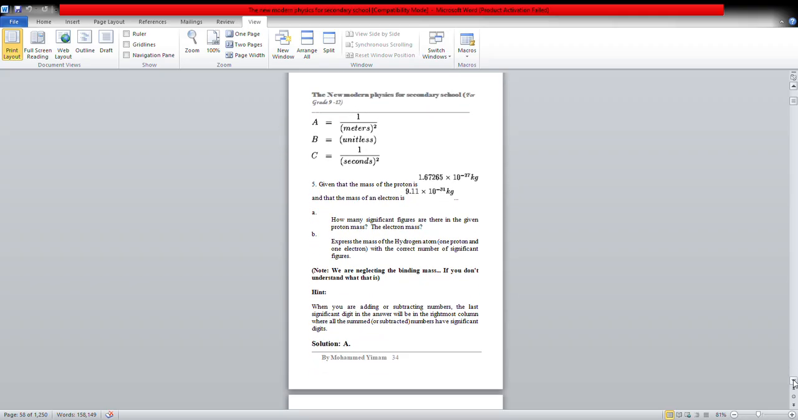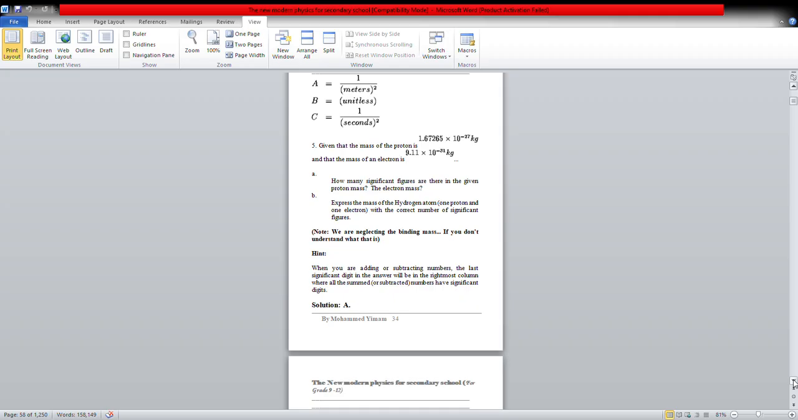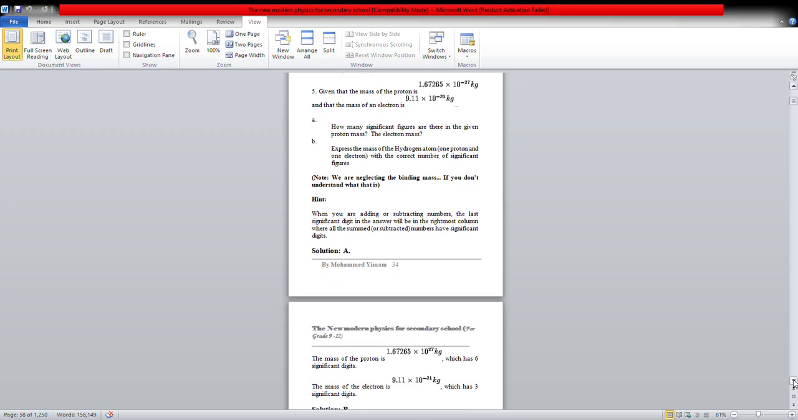Number 5. Given that the mass of the proton is 1.67265 times 10 raised to minus 27 kilogram, and that the mass of an electron is 9.11 times 10 raised to minus 31 kilogram. A. How many significant figures are there in the given proton mass and the electron's mass? B. Express the mass of the hydrogen atom, or 1 proton and 1 electron, with the correct number of significant figures. Note, we are neglecting the binding mass.